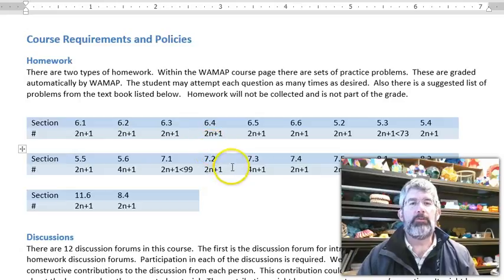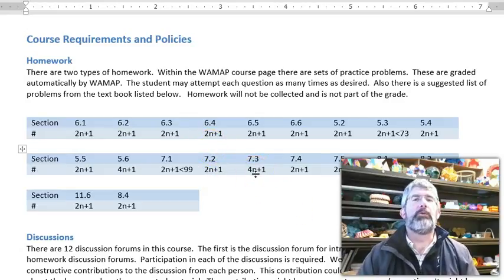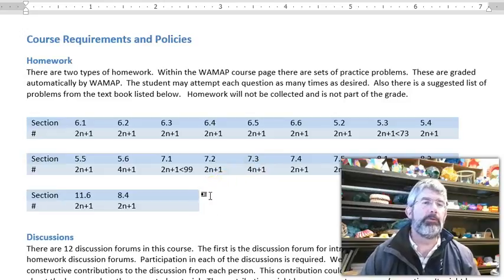Yeah, there's a 4n+1 here on section 7.3. That would be every other odd. So there's just problems to do out of the book.